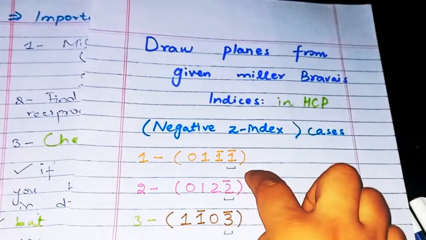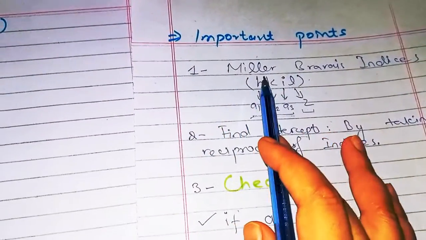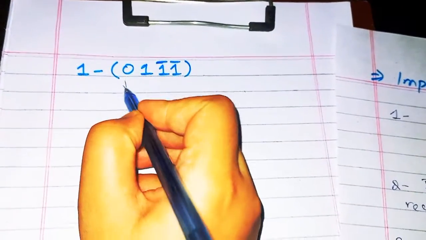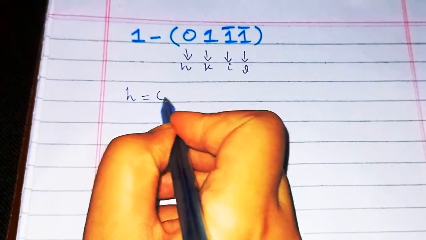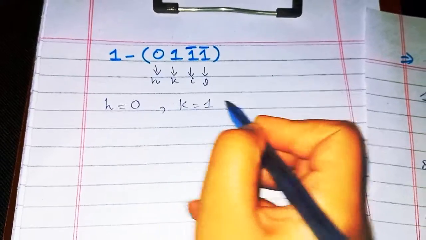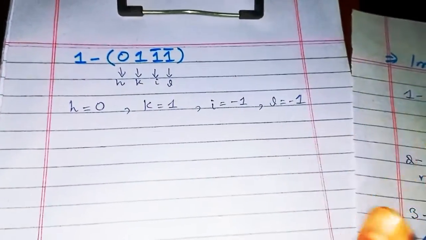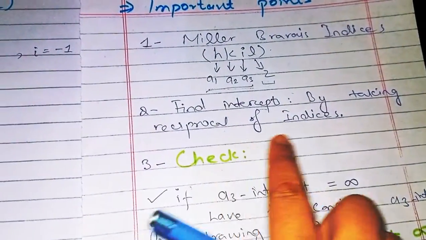So let's quickly get started with the first one, where we have these indices, and these are the Miller-Bravais indices. This is the first plane, and let's follow the steps that I have mentioned here. First of all, we need to identify H, K, I, and L. We can see here the first index is H, the second is K, the third is I, and the last one is L. So let's write them down in here. H equals 0, K equals 1, I equals -1, and L equals -1 as well. Okay, so this is the first step, and the second step is to find out intercepts.